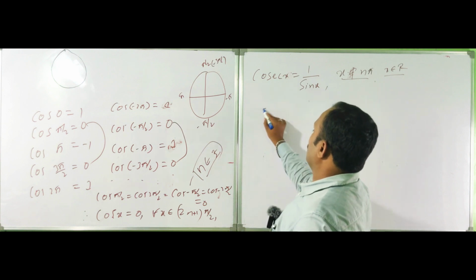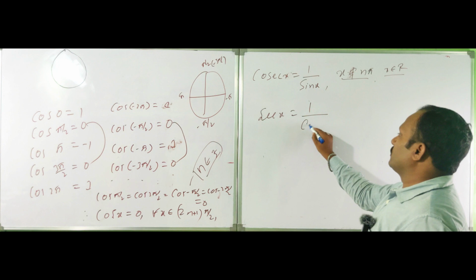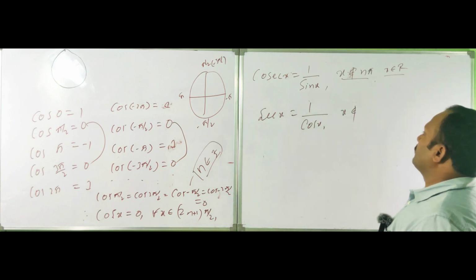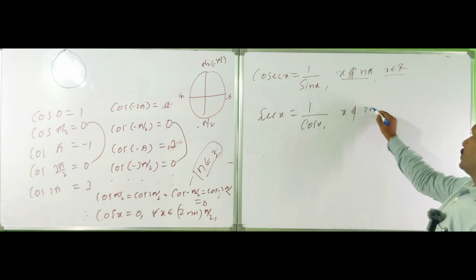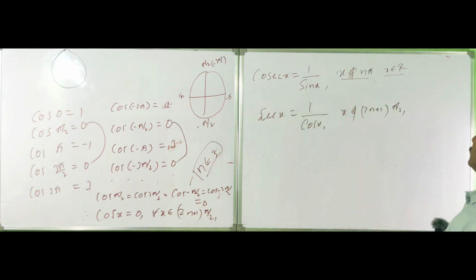Similarly, secant x is equal to 1 over cos x, where x does not belong to (2n+1) times pi by 2, x belongs to R and n belongs to any integer.